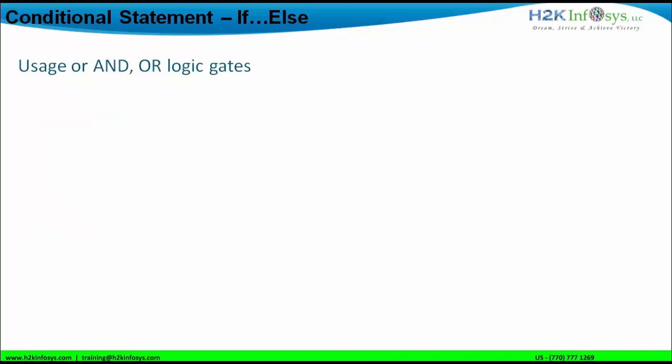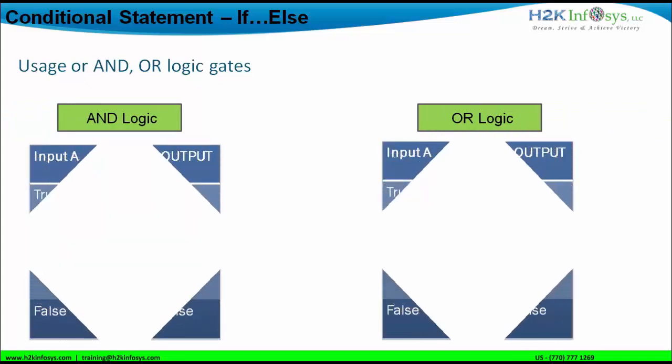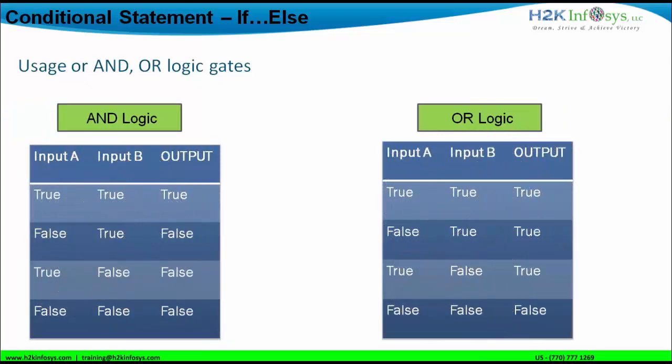Now, since I have told you that we use logic gates like and or in conditional statements, we will see how the and or logic gates work. Let's say this is the AND logic, this is the OR logic, and this is the table of an AND or an OR logic. If you look at the table of the AND logic first, the output is true if both the input conditions are true. The result of an AND logic is false when one of the conditions is false. So in this AND logic, the result is only true when both the conditions are true.